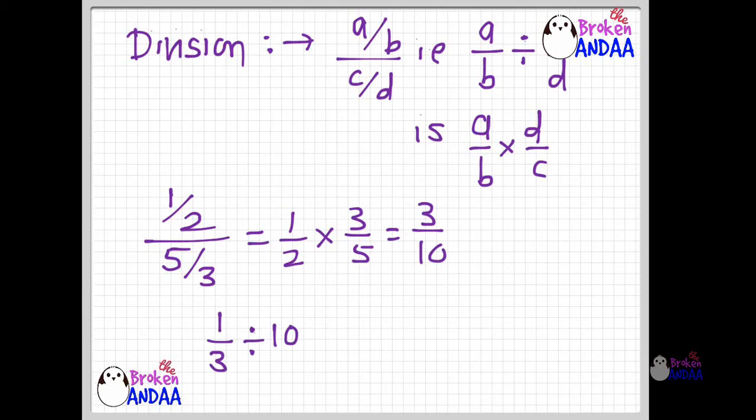Or 1 by 3 divided by 10. So it will be 1 by 3 into 1 by 10. Reciprocal, because in this case this number is 10 by 1. So it can be written as 1 by 3 into 1 by 10, and our answer is 1 by 30.